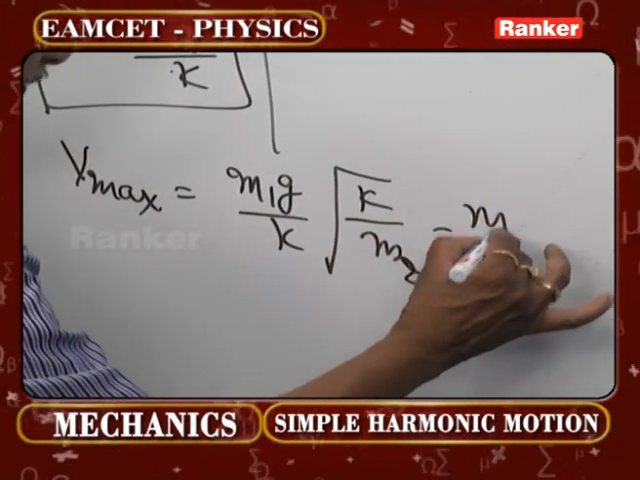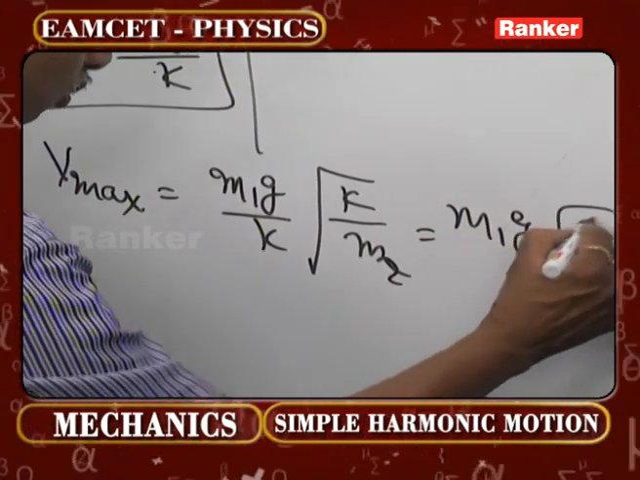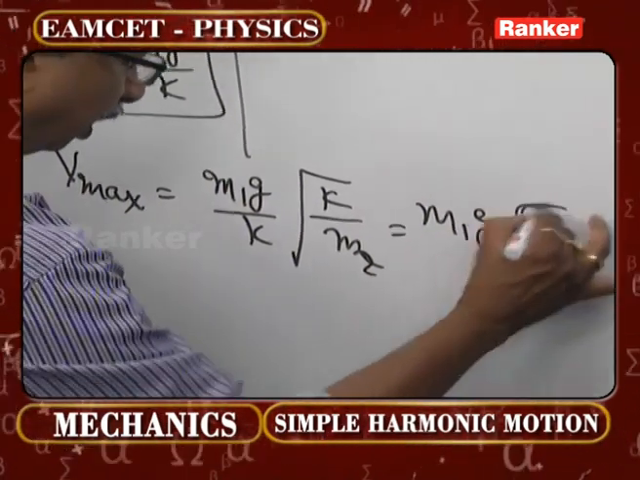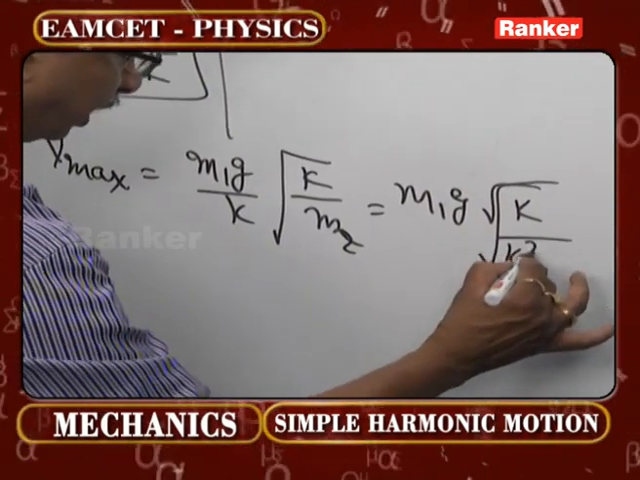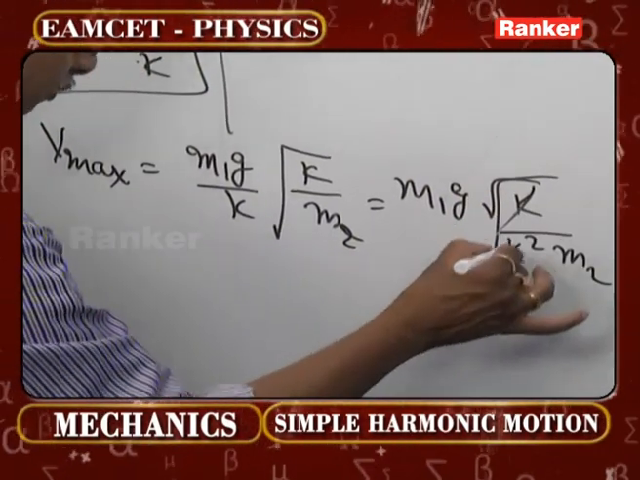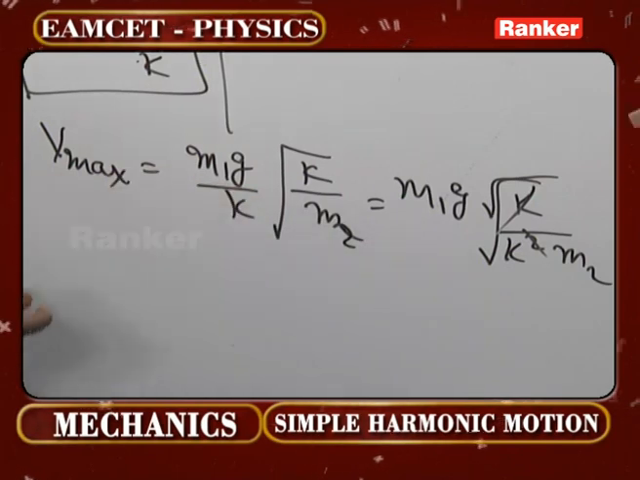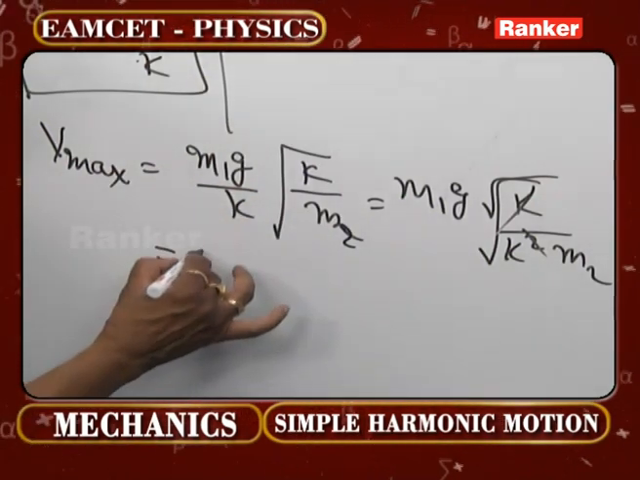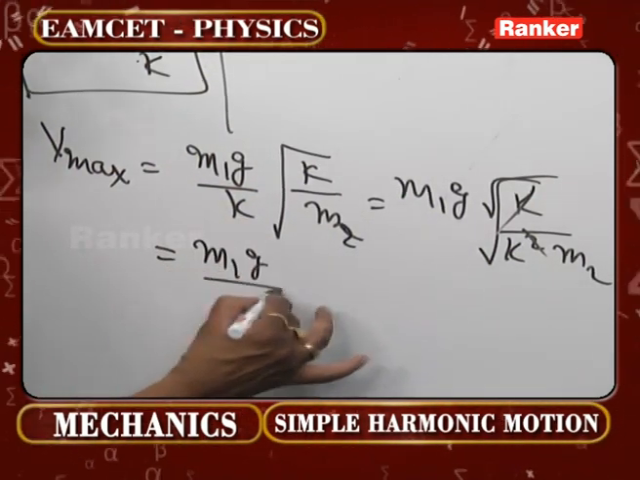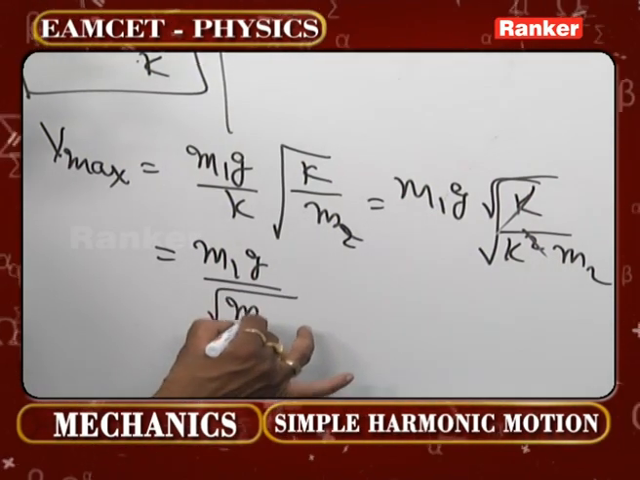You can write directly m1g root k by, that is root of k by k square m2. Now you can cut this k over here. Km2 will now be left over here. So what will be the value now? m1g by root of m2k.